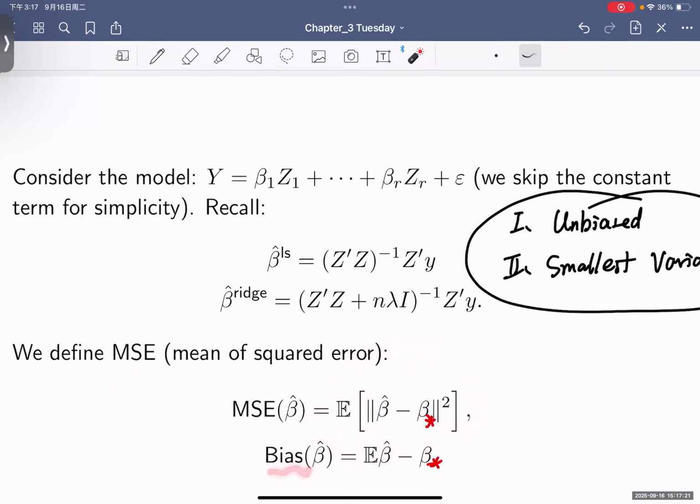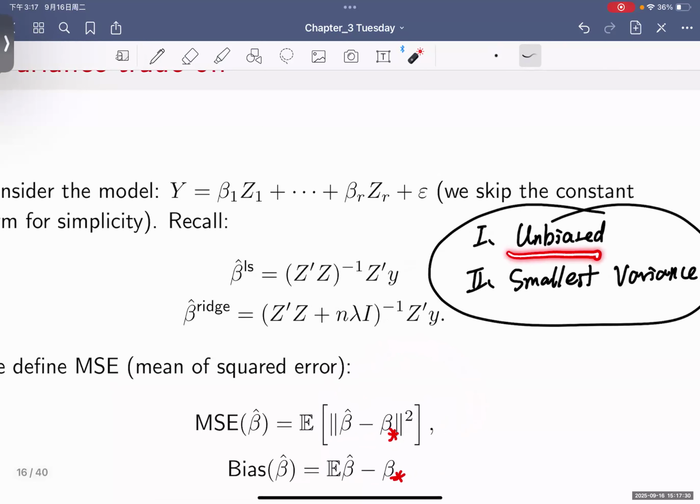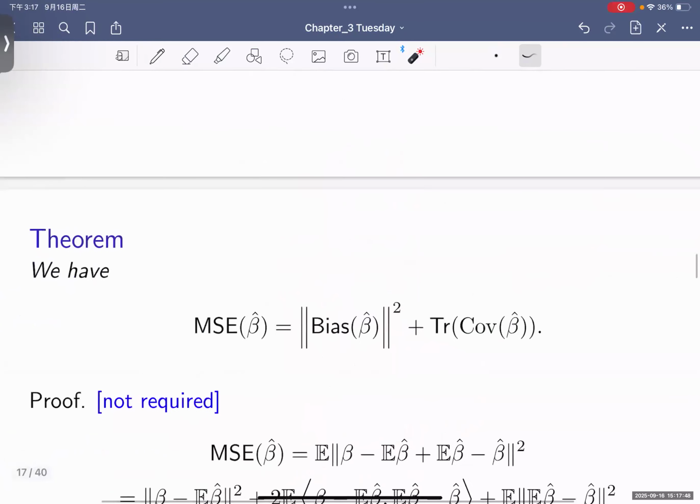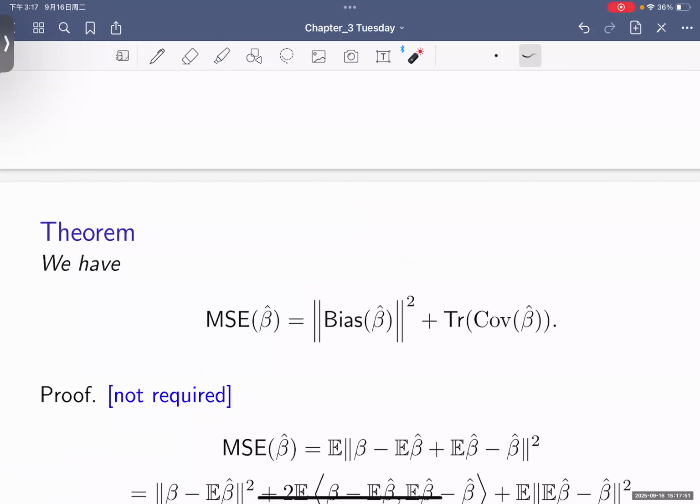The bias term looks at whether the expectation of our estimator is equal to beta star or not. Least square is unbiased, so when we adopt least square, this term is 0. But the mean square error takes the square of the difference and then the expectation. So these two things are not the same. Our following theory tells us the mean square error is equal to the square of the bias plus the trace of the covariance matrix.